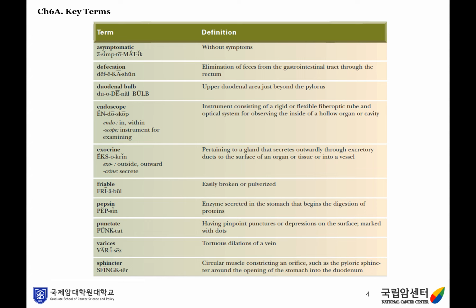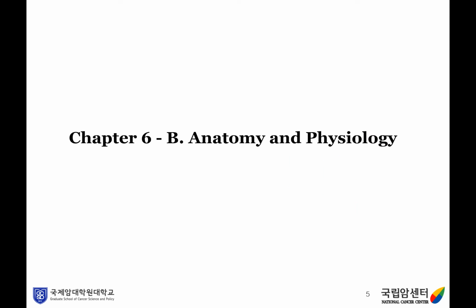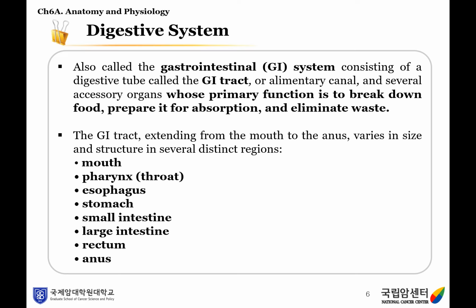And friable. This means easily broken. Pepsin. This is one of the enzymes secreted in the stomach. And punctate. Punctate means having pinpoint punctures on the surface. Varices. This means tortuous dilation of a vein. Sphincter. This is a circular muscle constricting an orifice, such as the pyloric sphincter around the opening of the stomach into the duodenum. And now I'm going to talk about the anatomy and physiology of the digestive system.